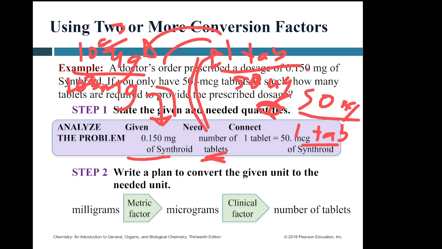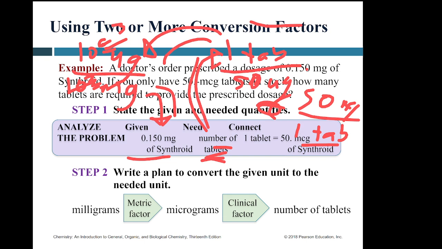Now, the nice thing about going from what you need to what you have, instead of what you have to what you need, by working the problem backwards, is I'm always in the correct unit on the top. I always end up in the correct unit. I don't have to go through and flip things because I messed up.